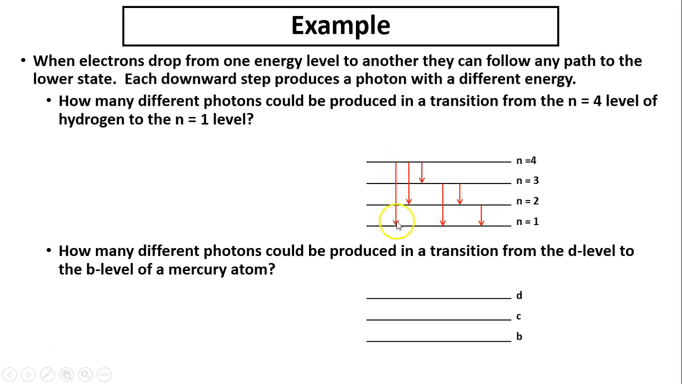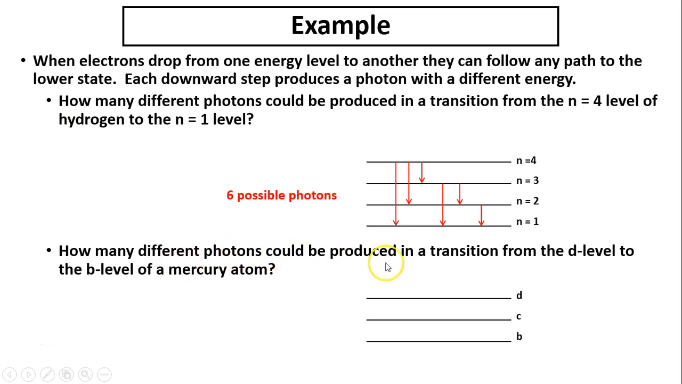4 can directly go to 1, or 4 can go to 2, then 2 can go to 1, or 4 can go to 3. Now from 3 can go directly to 1, or 3 can go to 2, then 2 go to 1 again. So how many possible photons could be produced? 1, 2, 3, 4, 5, 6. Oh, 6 possible photons.